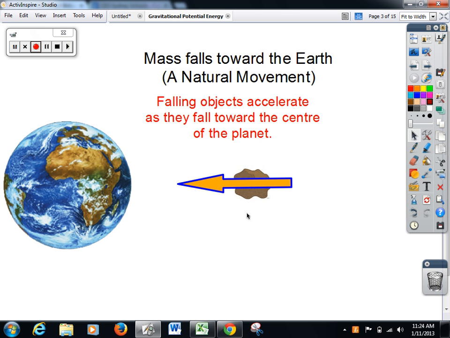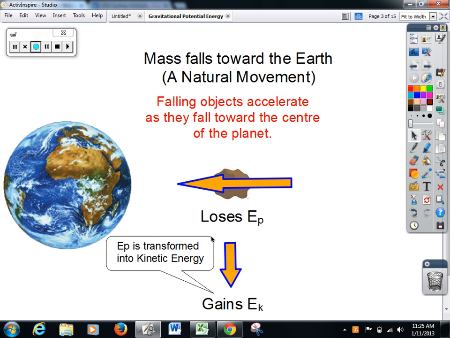Okay, remember, here's my rock. If it's natural movement, what will it do? It will, right, it'll go that direction. It will lose or gain gravitational potential energy? Lose. Now remember, gravitational potential energy is already negative, so it becomes more negative. Okay? So as it falls naturally towards the centre, EP is translated into kinetic energy. So EP is transformed into kinetic energy. But we already know that. Okay.